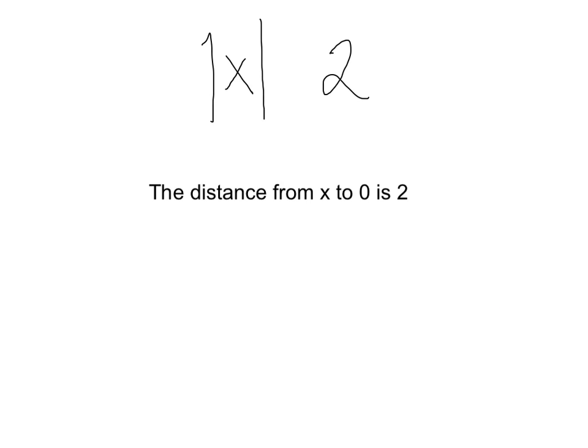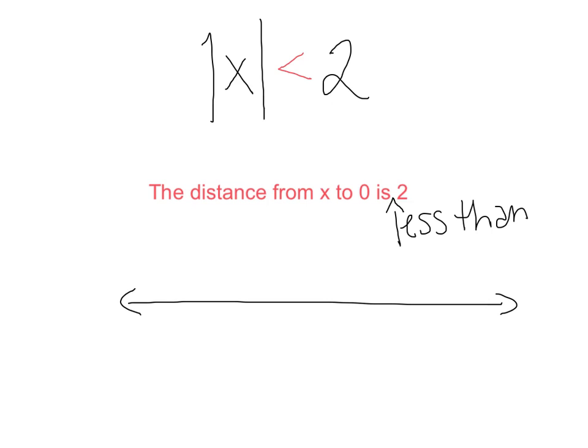What if we had the absolute value of x is less than 2? How would this change this in words? Well, all you would have to do is see that the distance from x to 0 is less than 2 units. So how would that look on the number line? We would still start from 0, but we're looking for numbers that are less than 2 units from 0. So we know the greatest most points would be 2 and negative 2.